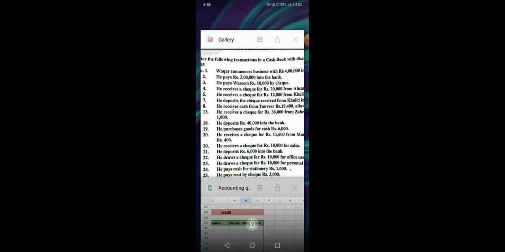The rule is very simple: if cash, discount or bank is present on the debit side of the journal, you will post on the debit side. If cash, discount or bank is present on the credit side of the journal, you will post on the credit side of the cash book. Debit do debit and credit do credit.